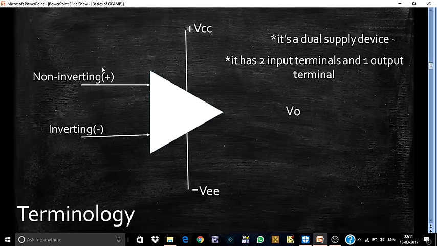And these are the two inputs of the op-amp. Inputs are AC plus DC, in the sense that practically no signal contains only AC. This is the non-inverting terminal. If you give input to the non-inverting terminal, the output will be in the same phase as the input. If you give input to the inverting terminal, the output will be the inversion of the input, and this is the output. Basically, op-amp consists of two input terminals and one output terminal.